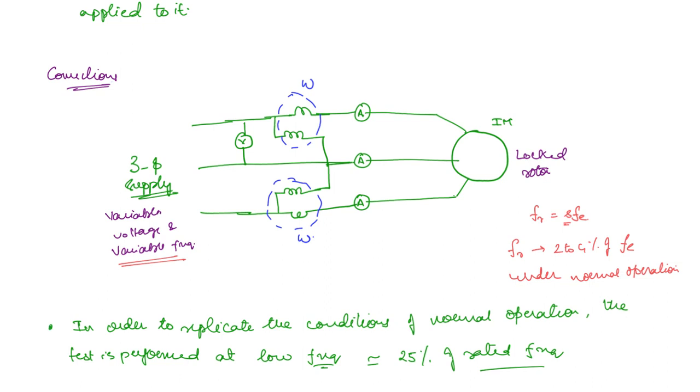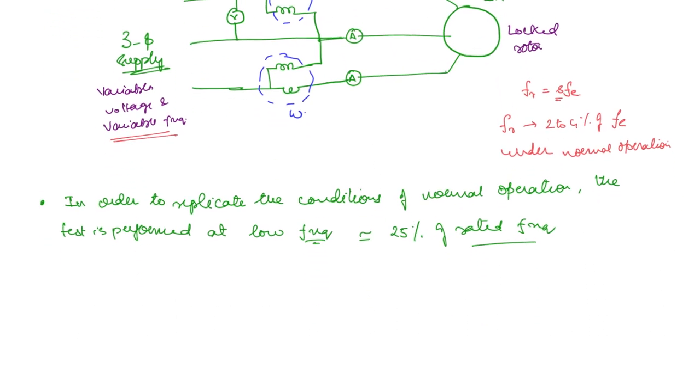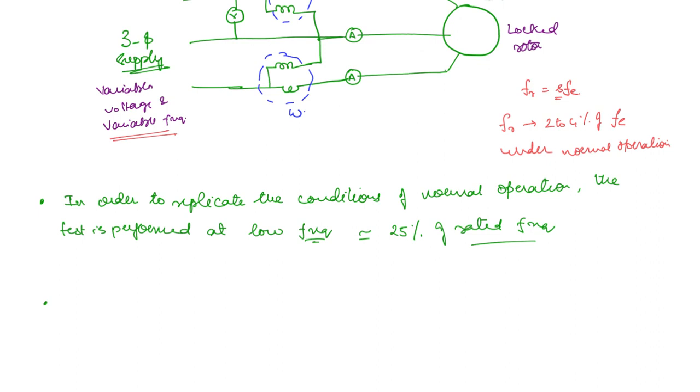So this is one point about the supply that we give. Another important point is we give the voltage that is enough to get the rated current. Okay, voltage is adjusted to get rated current.